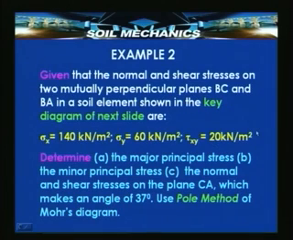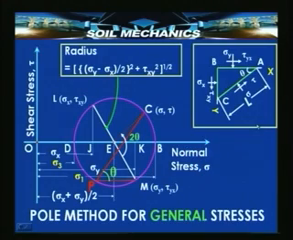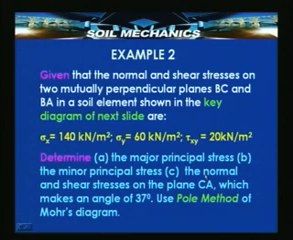Let us see a couple of examples now. In the first example, normal and shear stresses on two mutually perpendicular planes BC and BA on a soil element are given. These are plotted in a Mohr diagram which appears on the next slide. The stresses sigma x, sigma y, tau xy are therefore known. What is required is to determine the major principal stress, the minor principal stress, and the normal and shear stresses on the plane CA, which makes an angle of 37 degrees with the horizontal, and for this purpose use the pole method and the Mohr diagram.